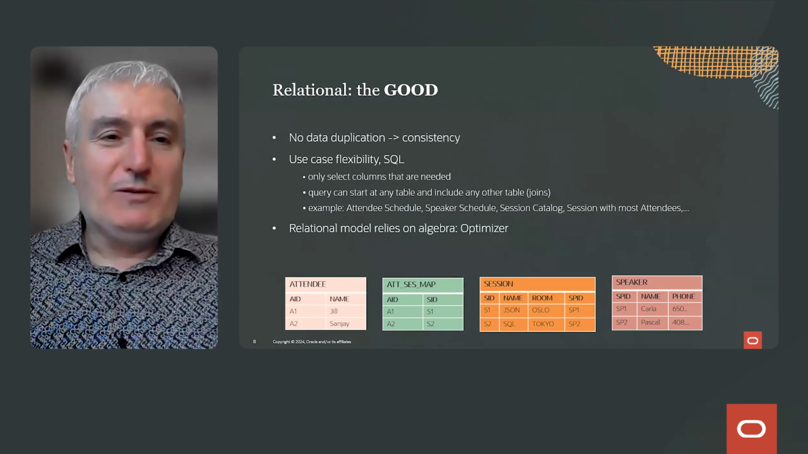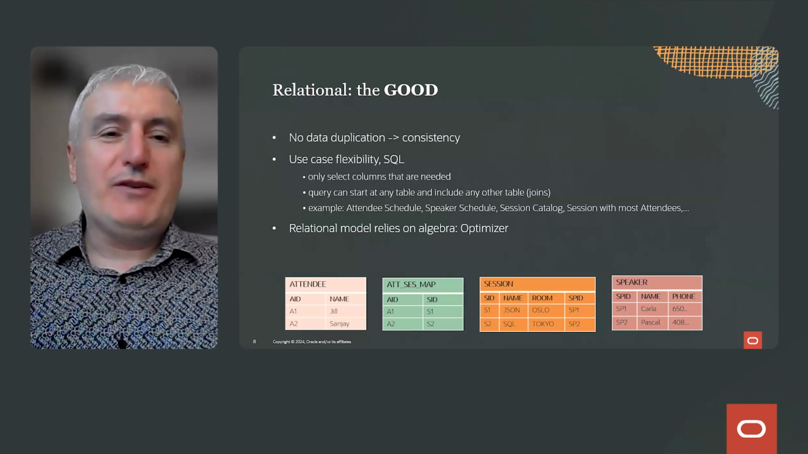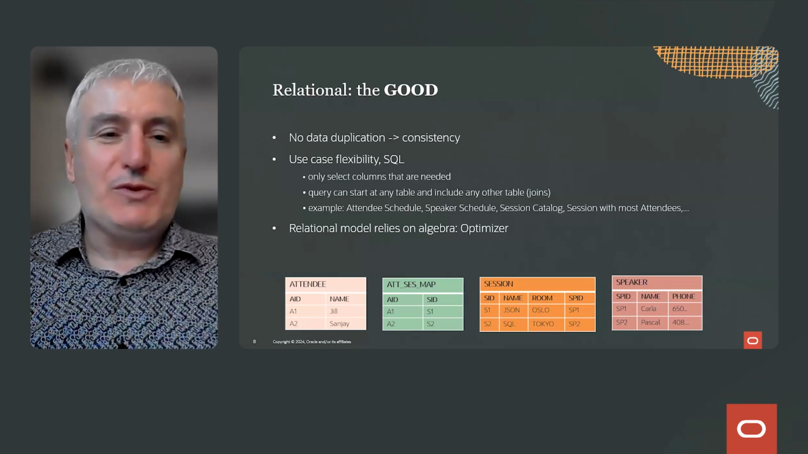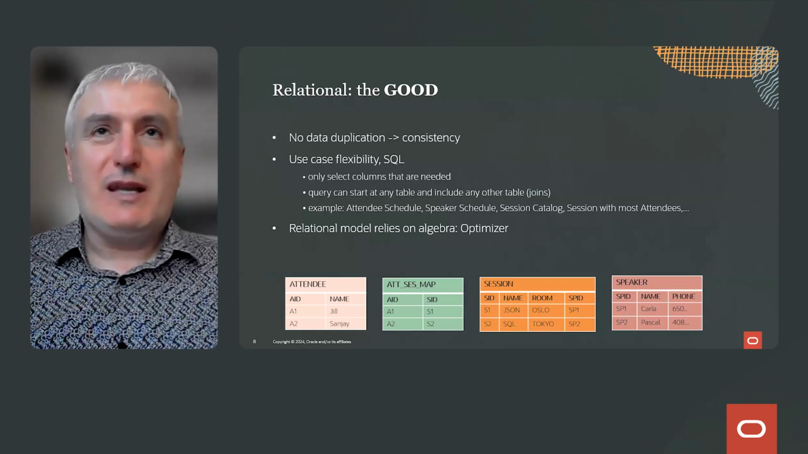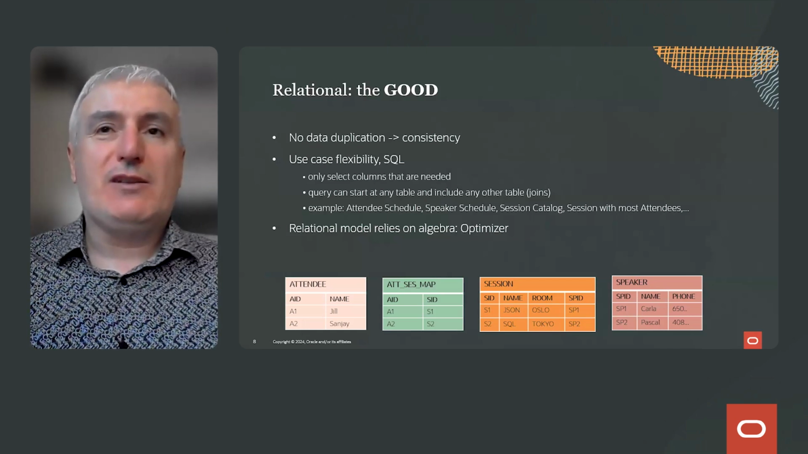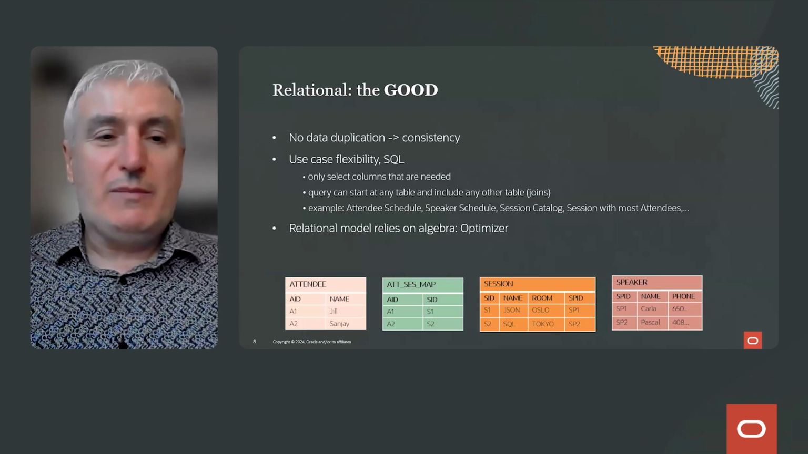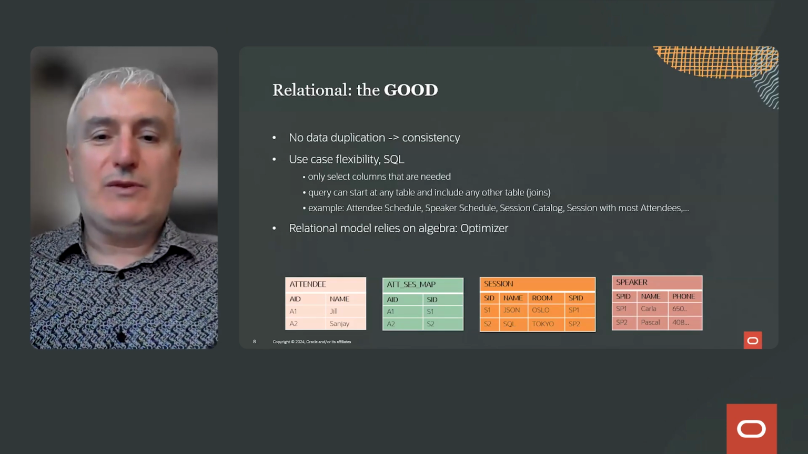Looking at this model, let's see what is good. We have no data duplication, which brings consistency. And we have the flexibility for different use cases using SQL. One, we can only select the columns that are needed in a SQL statement. We don't need to run a SQL statement against all columns in a table. Also, a query, a SQL statement, can start at any table, and it can include any other tables.